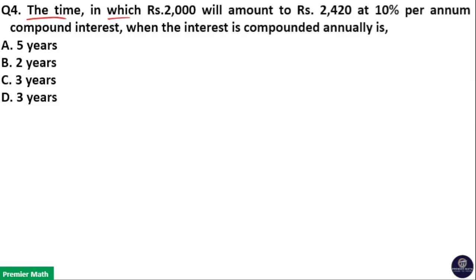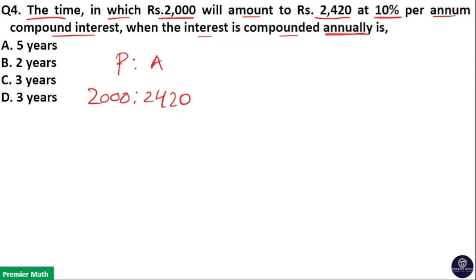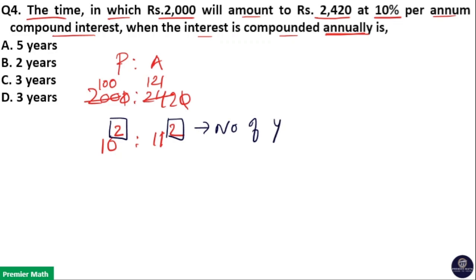The time in which rupees 2000 will amount to rupees 2420 at 10% per annum compound interest, when the interest is compounded annually. Now take the ratio between principal and amount. Here principal is 2000 and amount is 2420. Now take the ratio. 0, 0 cancel. If I divide it with 2, this is 100 and this is 121. Now this 100 and 121, write it in terms of power. That is 10 square is to 11 square. Now this power is the number of years here. So number of years is equal to 2.